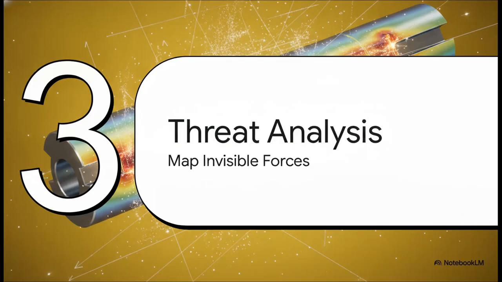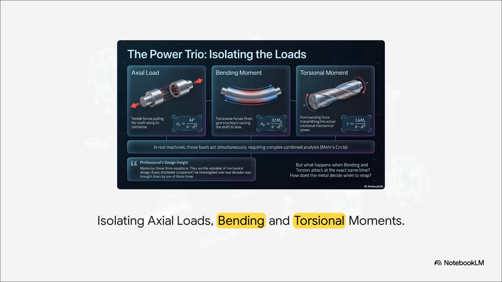Let's look at Section 3, Threat Analysis and Failure Prediction, Mapping Invisible Forces. Because honestly, even the absolute strongest, most heavily alloyed metal is going to yield if we don't map the invisible threats attacking it. We have to isolate the power trio, the three primary attack vectors on our shaft. You've got axial load, which are tensile forces pulling the shaft along its centerline, bending moment, the transverse forces causing it to bow, and torsional moment, the pure twisting force.